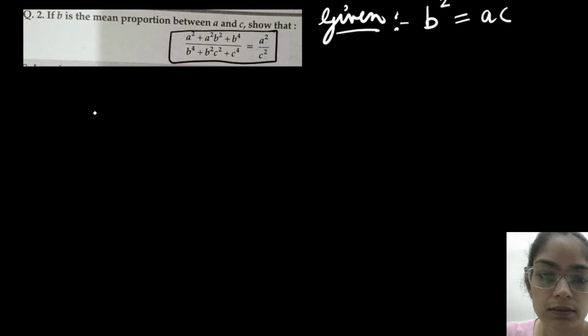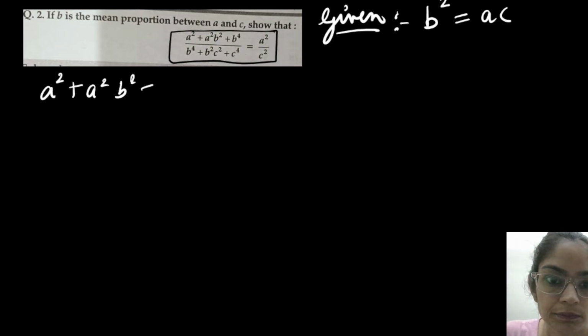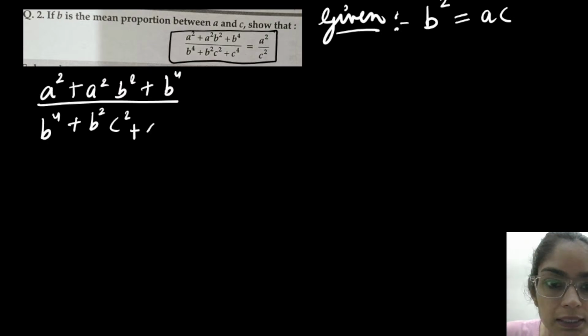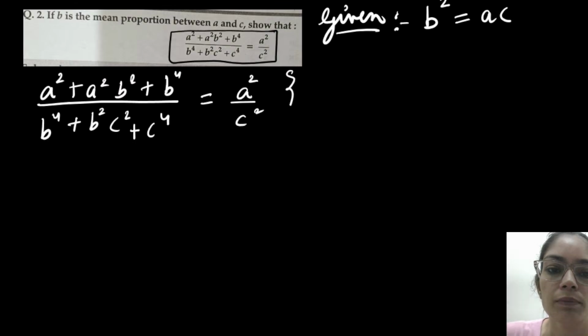I'll just rewrite it. It is (a square plus a square b square plus b to the power 4) by (b to the power 4 plus b square c square plus c to the power 4). So this is equal to a square by c square. This is what we have to show.